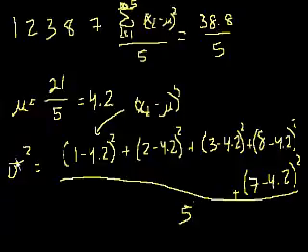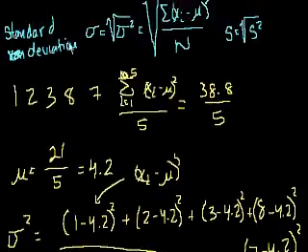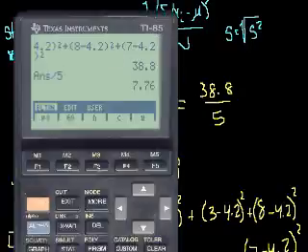And so 38.8 divided by 5 is 7.76. So the variance is equal to 7.76. Now, if this was a sample of a larger distribution, if the 1, 2, 3, 8, and 7 weren't the population but a sample from a larger population, instead of dividing by 5, we would have divided by 4.